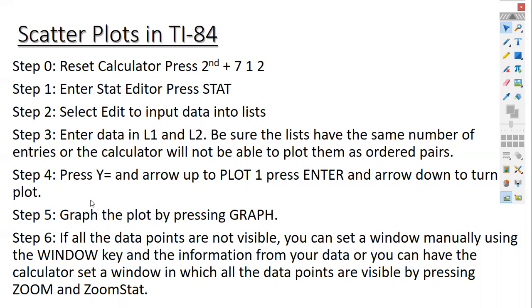Then we're going to press Y equals and arrow up to plot 1. We press enter and arrow down to turn the plot on. After we do that, we press graph, and then we should be able to see all of our data points. All right. Are y'all ready to do it? Ready or not, here we go.